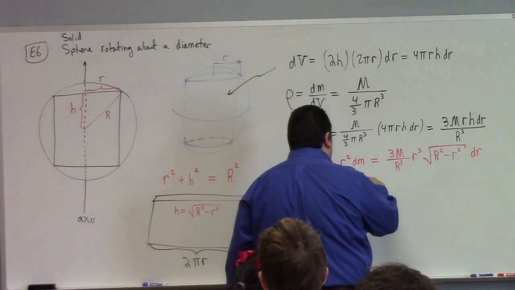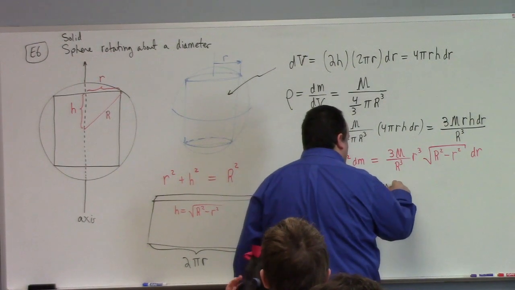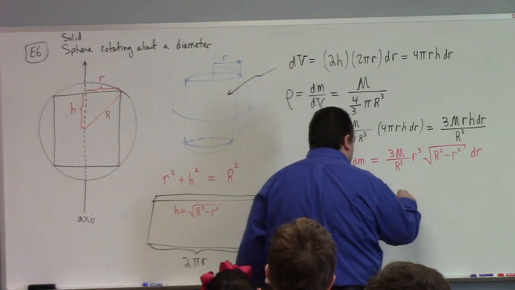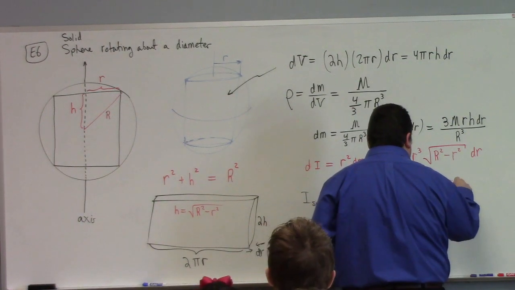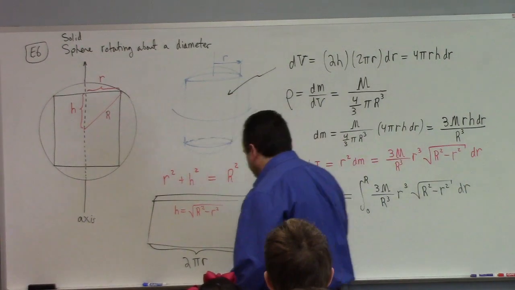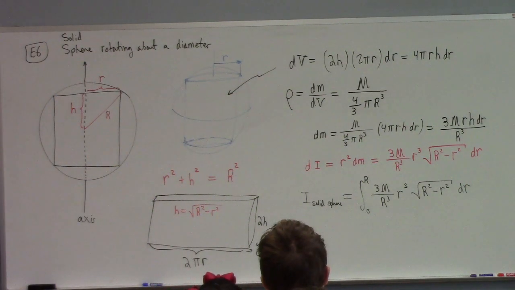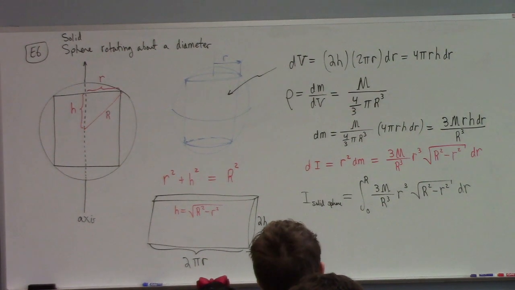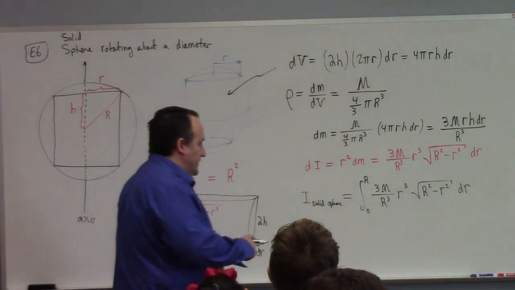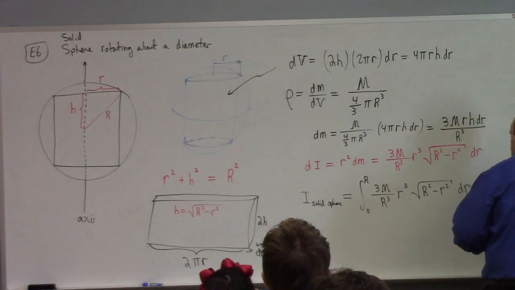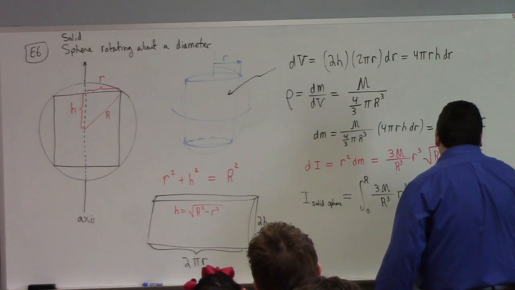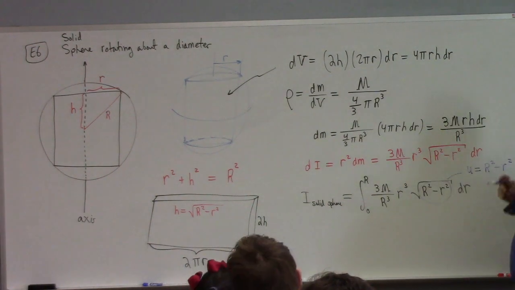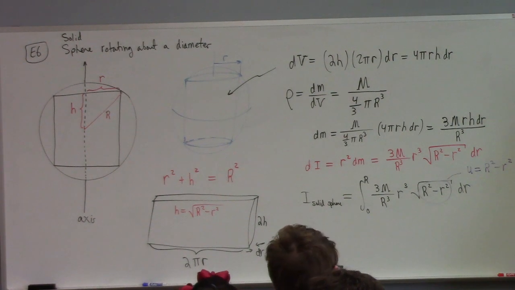So 0 to big R of 3m over big R cubed, little r cubed, square root of big R squared minus little r squared dr. If I haven't made a silly mistake somewhere. No, that's what I got before. And so a way to do this integral is a u substitution. You can make this right here your u equal to big R squared minus little r squared. All right? And what's that make my du?